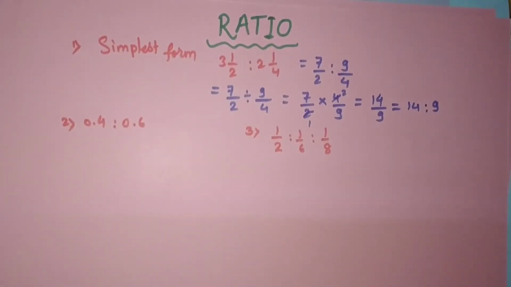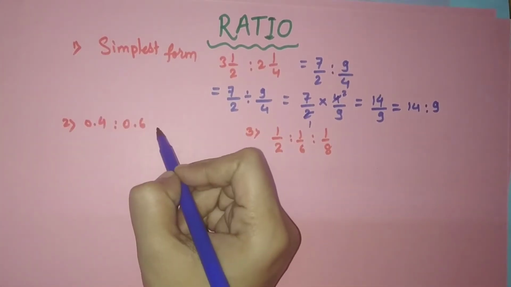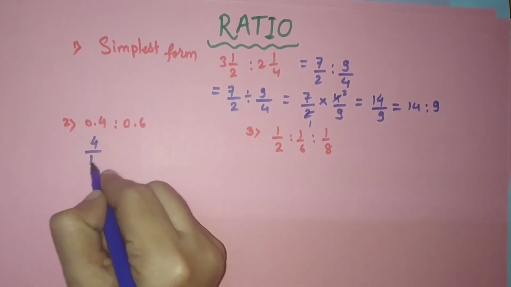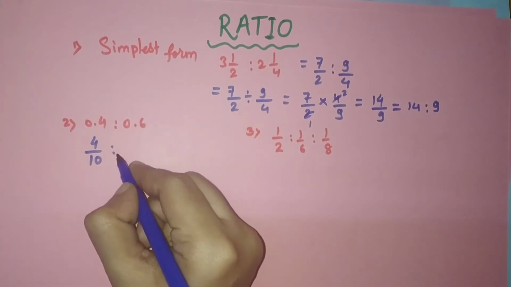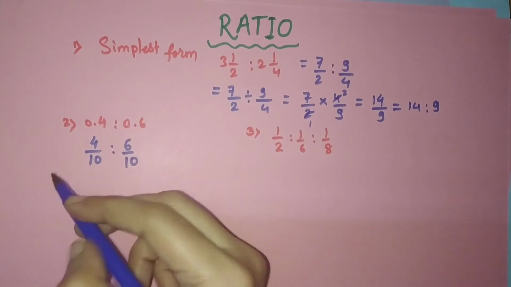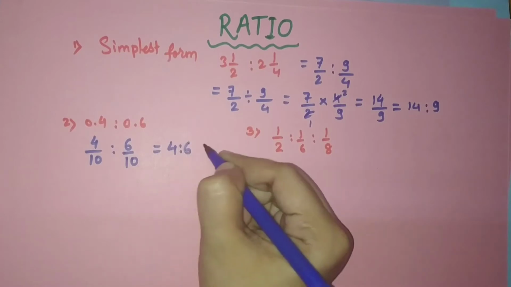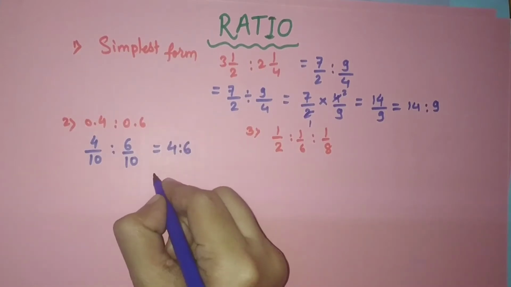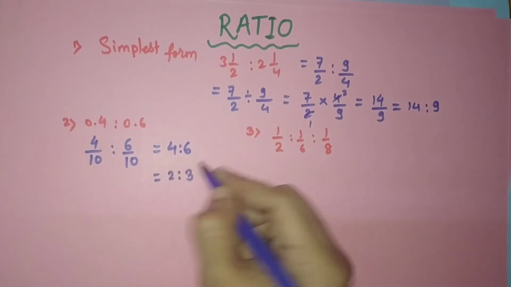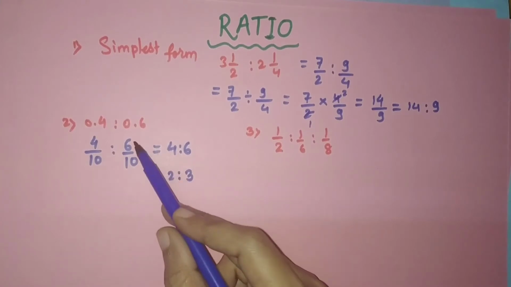So friends, now we will simplify ratios like 0.4 is to 0.6. So here you can see 0.4 you can write in fraction form as 4 by 10, and 0.6 you can write as 6 by 10. So these 10 and 10 cancel out, and we are left with 4 is to 6. 4 is to 6 you can again simplify with divisibility by 2: 2 is to 3. 2 2s are 4 and 2 3s are 6. So 2 is to 3 is the simplified form of this ratio.